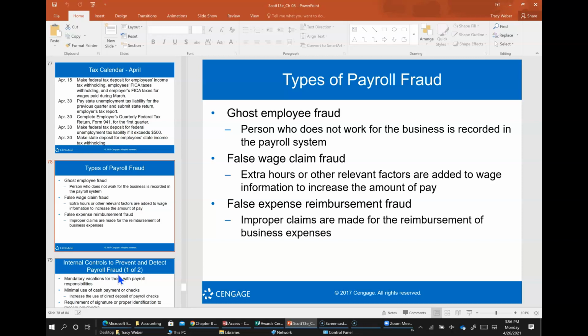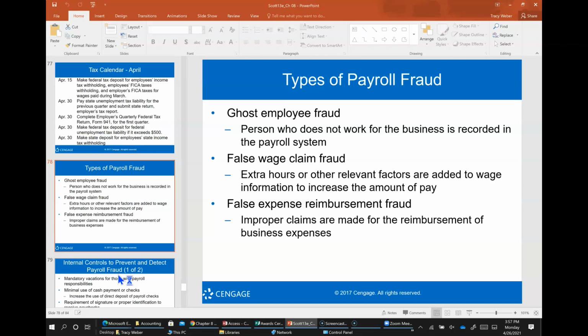Internal controls should be in place to prevent and detect payroll fraud. Some of those controls include the following: require mandatory vacations for those with payroll responsibilities, having other employees perform this function in their absence. Use cash payments or checks minimally and increase the use of direct deposit of payroll checks. Have employees physically sign and show proper identification to receive their paychecks. Conduct periodic unannounced audits to ensure that all employees in the payroll actually work for the company. Cross-reference the payroll roster for duplicate addresses or social security numbers.